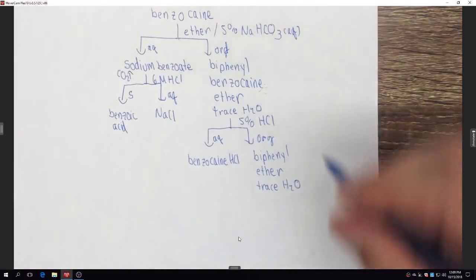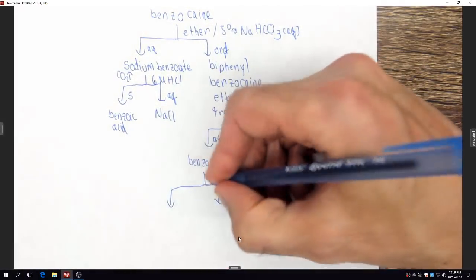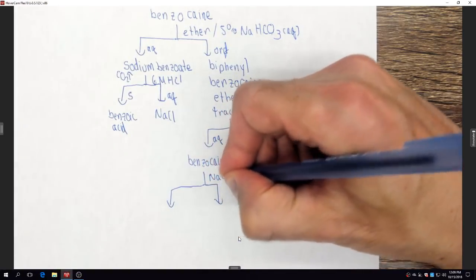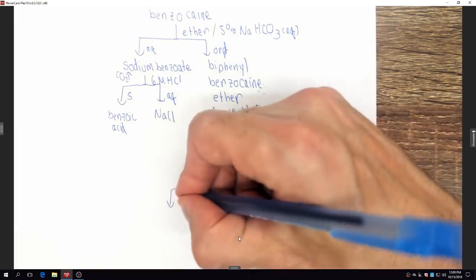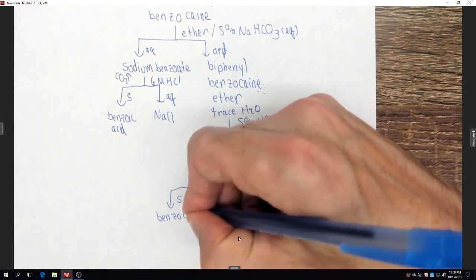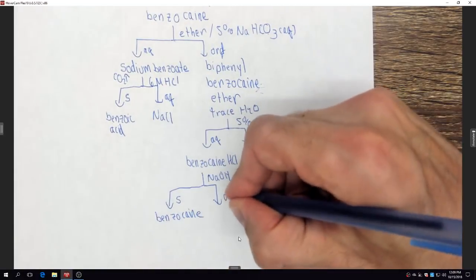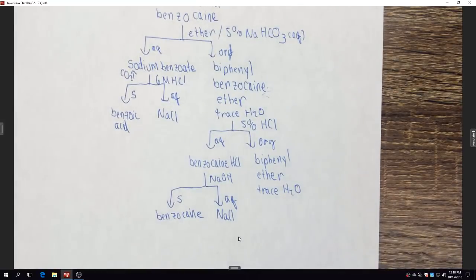So what we do, as far as the separation scheme, is we take our benzocaine HCl and we add NaOH. I think you use 6 molar NaOH. Okay, and what you end up with is a solid, which is benzocaine, and an aqueous layer, which of course has water, and it also has NaCl.